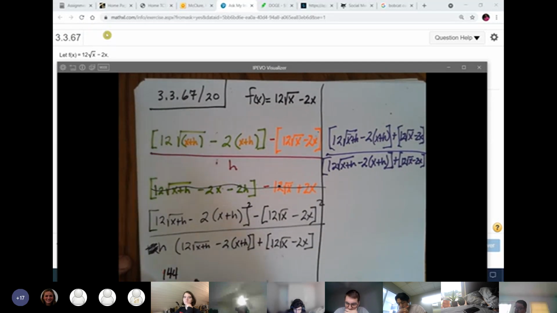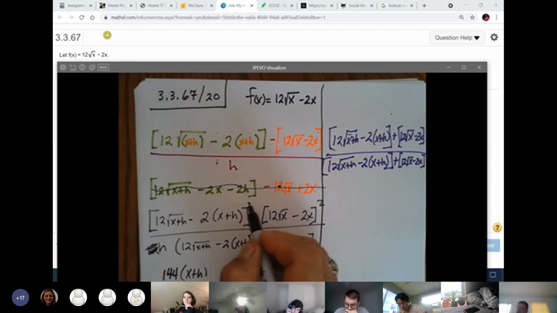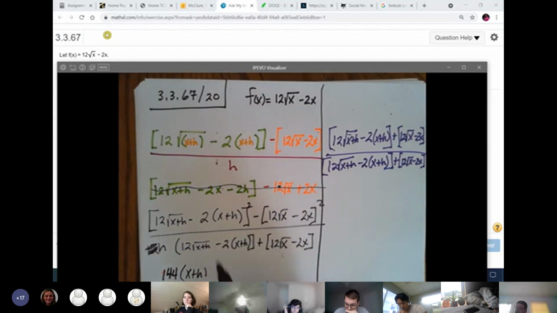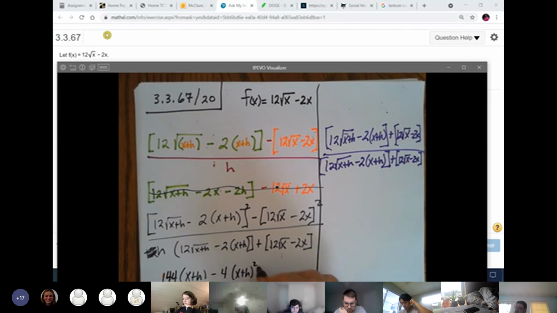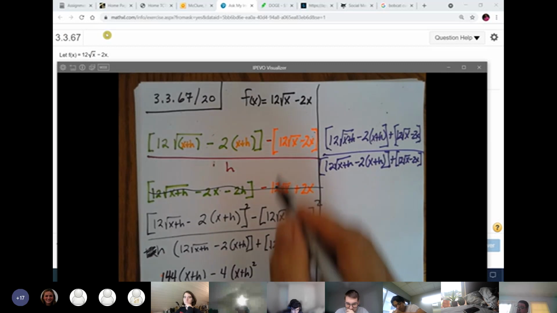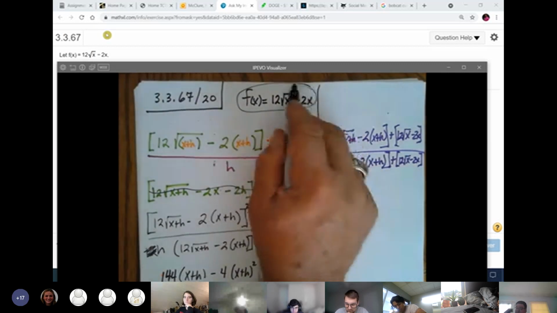144 times x plus h, because the x plus h squared, it's going to do away with that, minus 4 times x plus h squared. Goodness, this is going to be a mess. We're not going to finish this one out. This one's not designed for that. We're going to go ahead and go with the power rule.